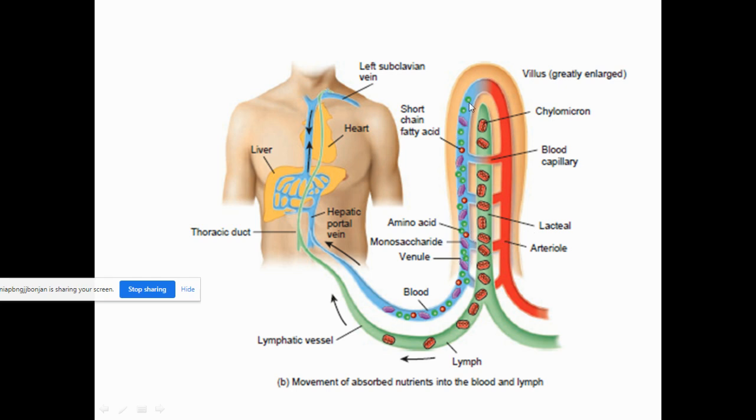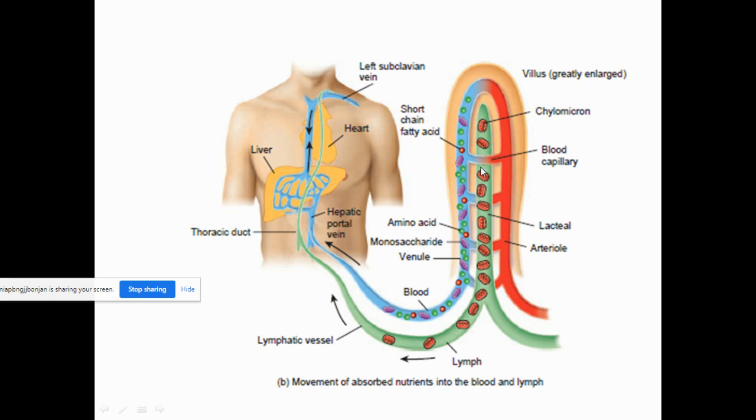You can see how the glucose, amino acids, galactose, and monosaccharides travel via blood. They enter into the liver through the hepatic portal vein, and then they enter the heart. Okay, and then they go for the circulation.